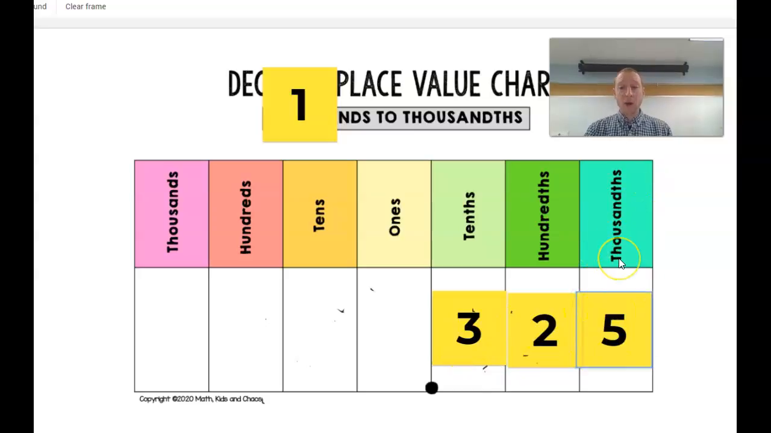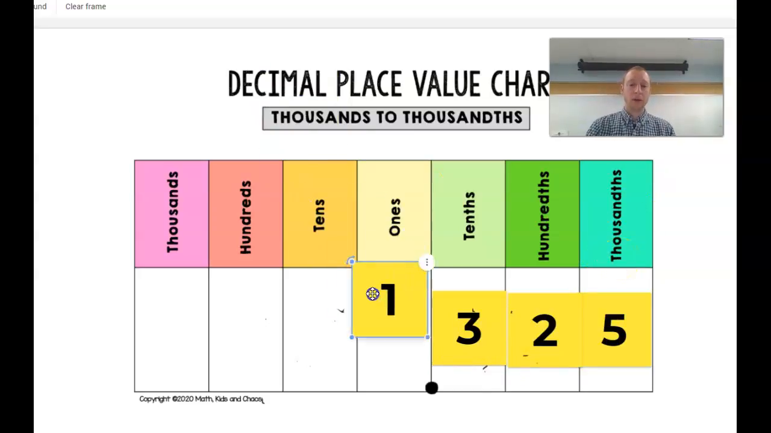325 thousandths. All right, what if we had a whole in here? What do we have now? Now we have 1.325, or 1 and, we say "and" for the decimal point, 1 and 325 thousandths. So what does that mean? We have one whole, and then we've got 325 thousandths of another whole. So 1 and a little bit more.